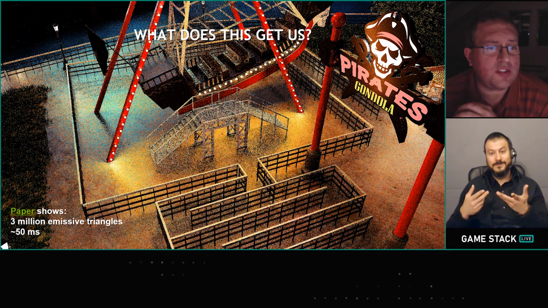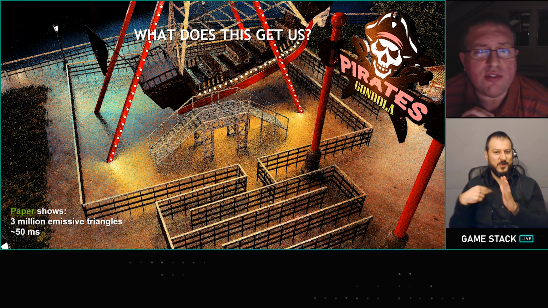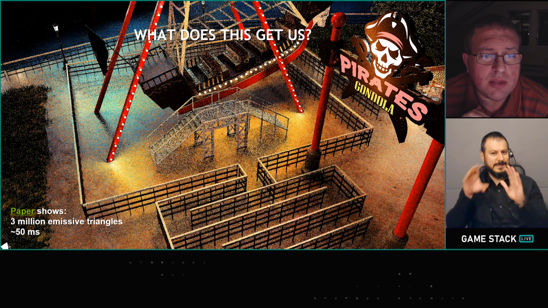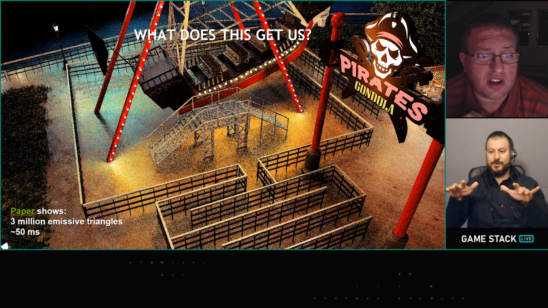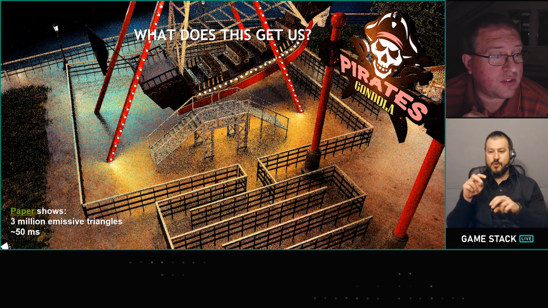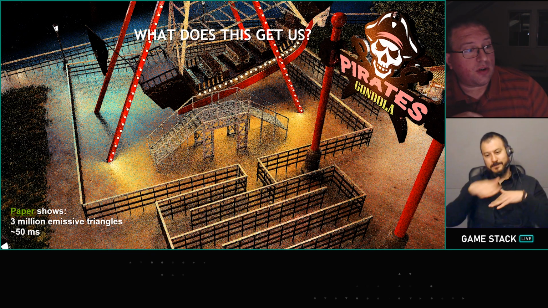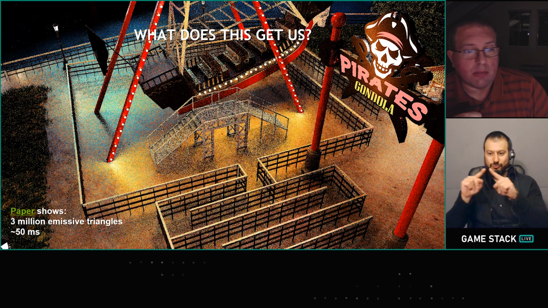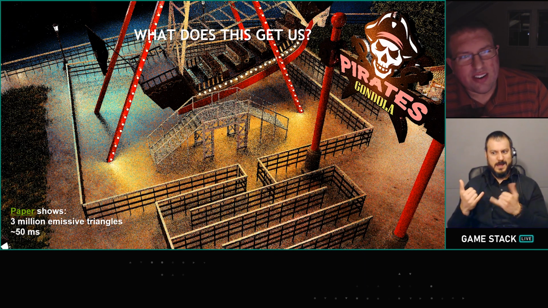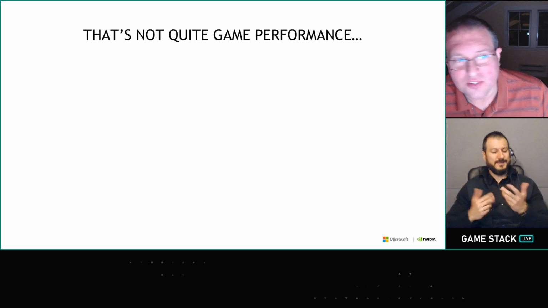So what does this get us? Well, this is an image from our SIGGRAPH paper last year. This is part of the teaser. And this is a very, very complicated scene with about 3 million lights, emissive triangles. And these are scattered across 5 to 10 different amusement park rides. And many of them are animated and moving around quite a bit. And so there's 3 million emissive triangles, dynamic, and this renders in about 50 milliseconds, which is really quite good, especially compared to state of the art. However, it's not quite game performance. In fact, it's nowhere close.